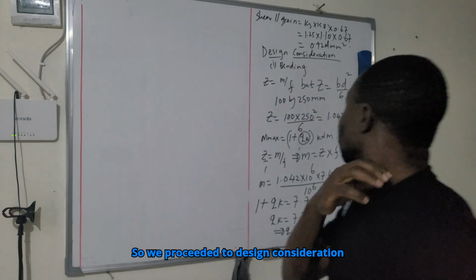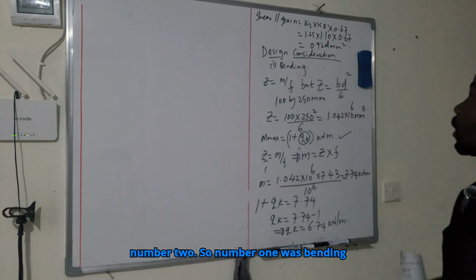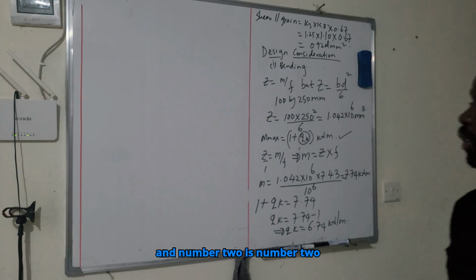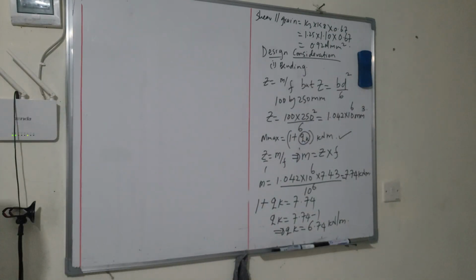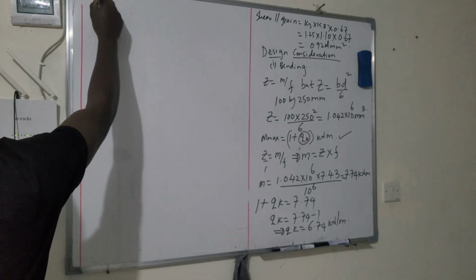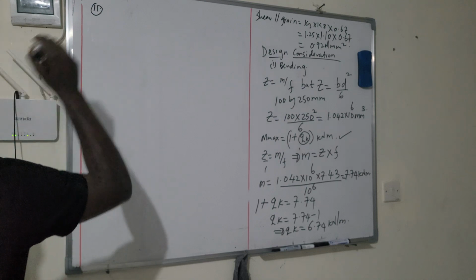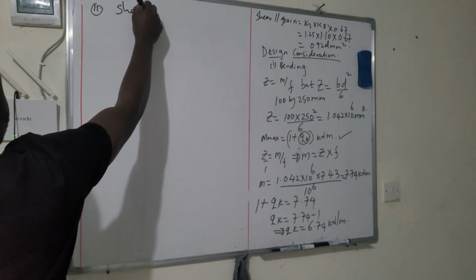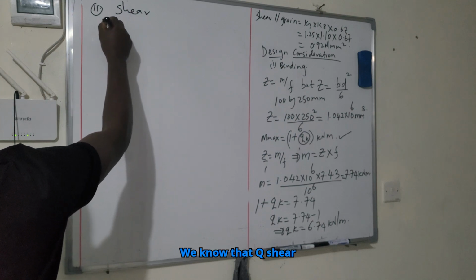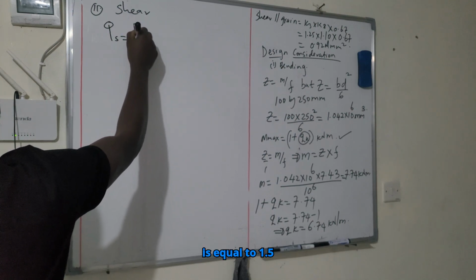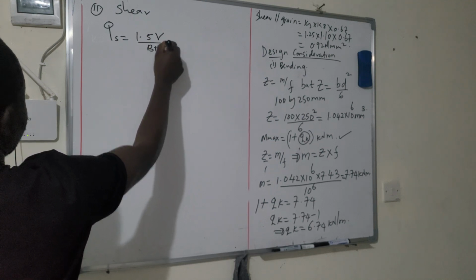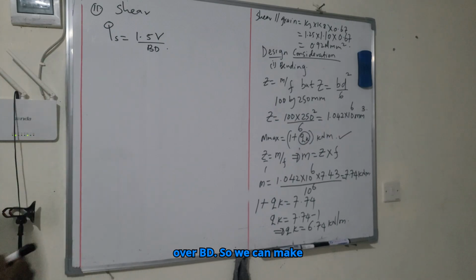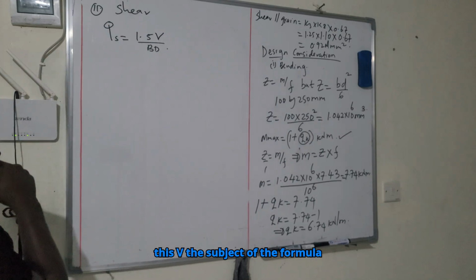So we proceed to design consideration number 2. So number 1 was bending, and number 2 is shear. We know that Q shear is equal to 1.5 V over BD. So we can make this V the subject of the formula.